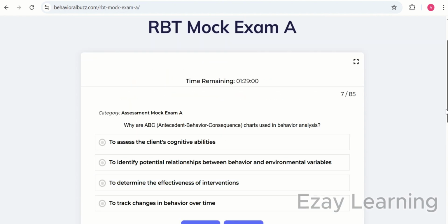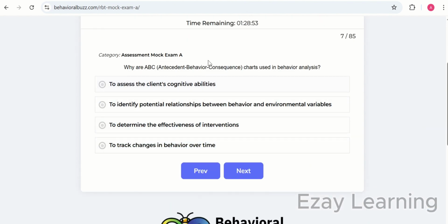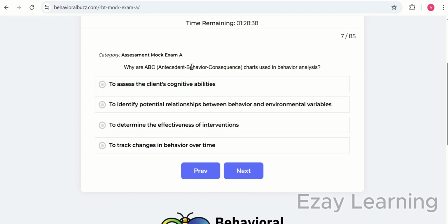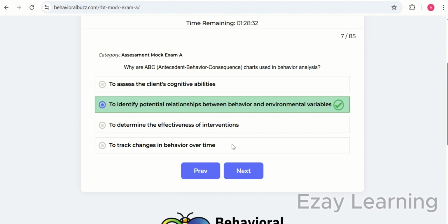Why are ABC, antecedent behavior consequence charts, used in behavior analysis? Why are we conducting ABC data? To identify potential relationships between behavior and environmental variables. Like what are the antecedents or what are the outcomes that are influencing the behavior. So that's why knowing the antecedent, behavior, consequence is important, to identify the relationship between behavior and environmental variables.